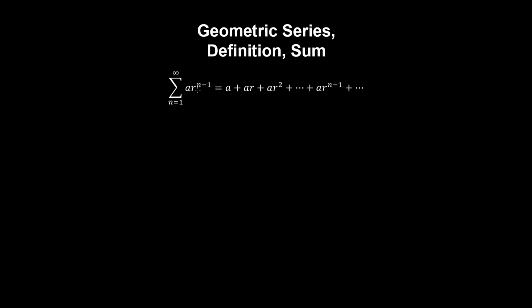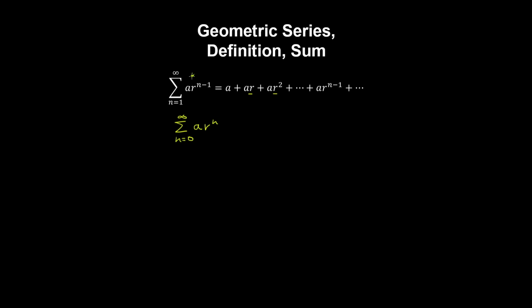A geometric series is a series with a constant ratio between each successive term. So just multiply each term by r. And this infinite geometric series can be written as a sum from n equals 0 to infinity, which gives the exact same sum to infinity on the right hand side.